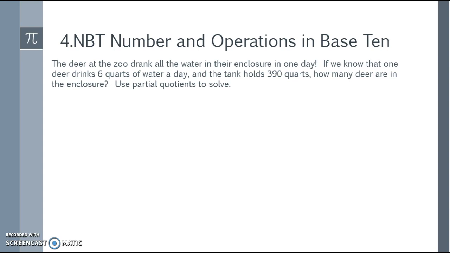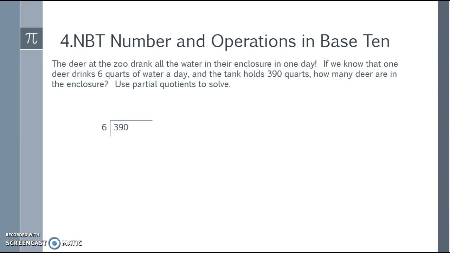If we know the deer at the zoo drank all the water in their enclosure in one day, and that one deer drinks 6 quarts of water a day and the tank holds 390 quarts, how many deer are in the enclosure? Use partial quotients to solve.